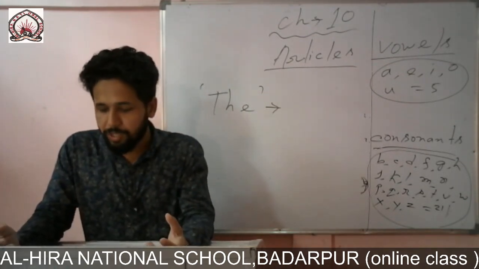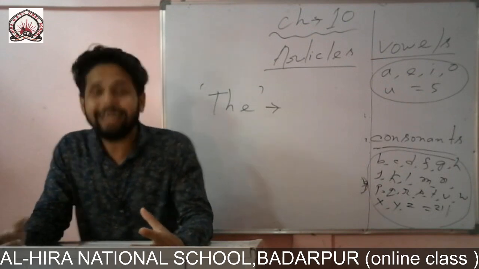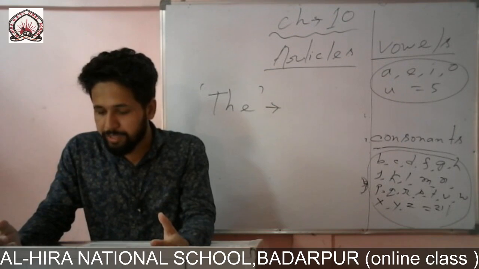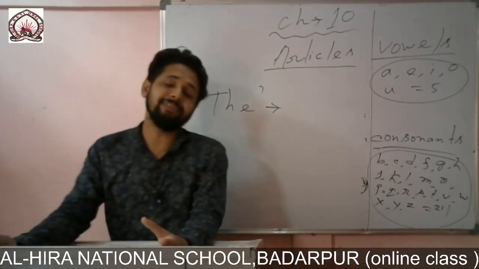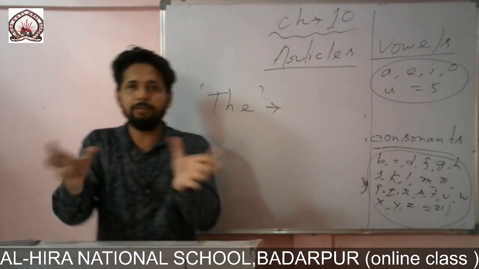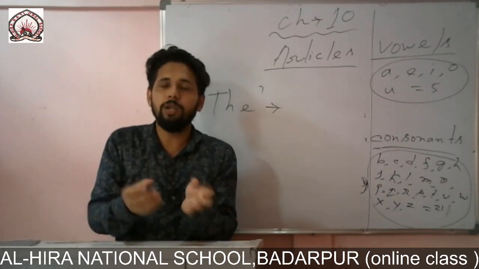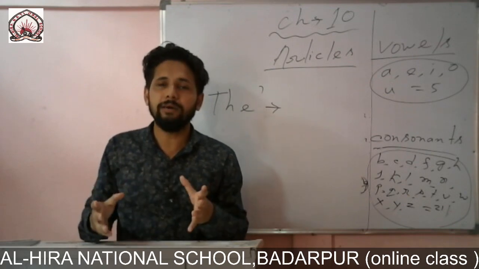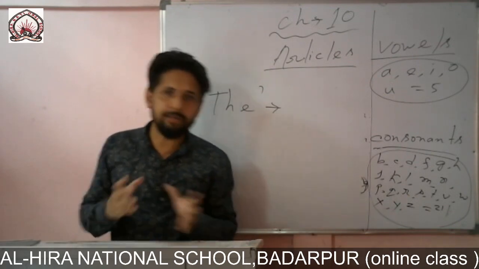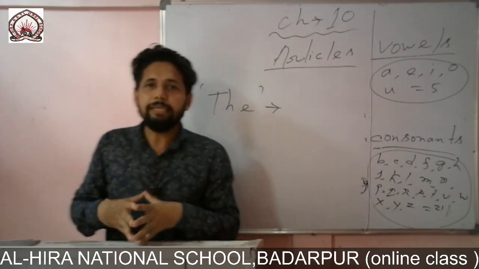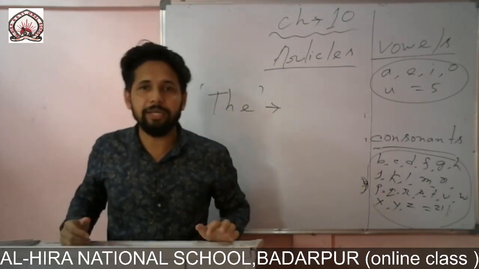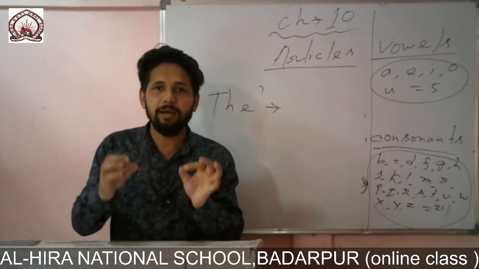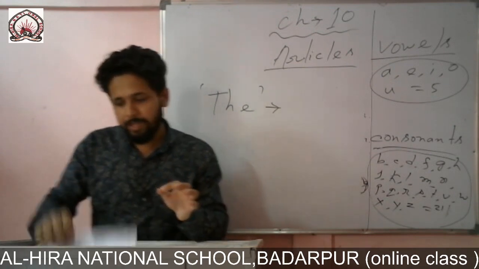The is used with a noun that represents the whole class also. The is used with a unique noun also. The is used with the names of religious books also. Many other things are special. Look at the moon, look at the sun, they are unique. Look at the river, look at the mountain, they are unique. So the is used when we particularly talk about something special.